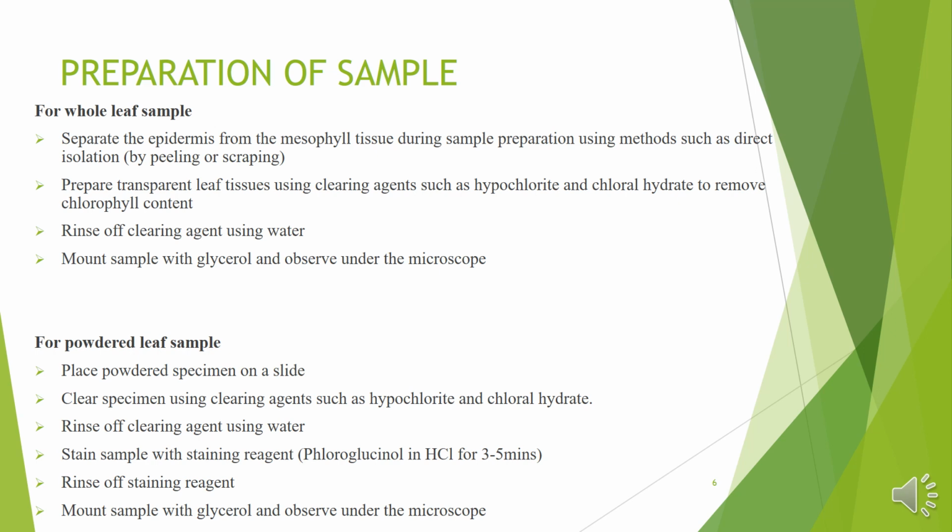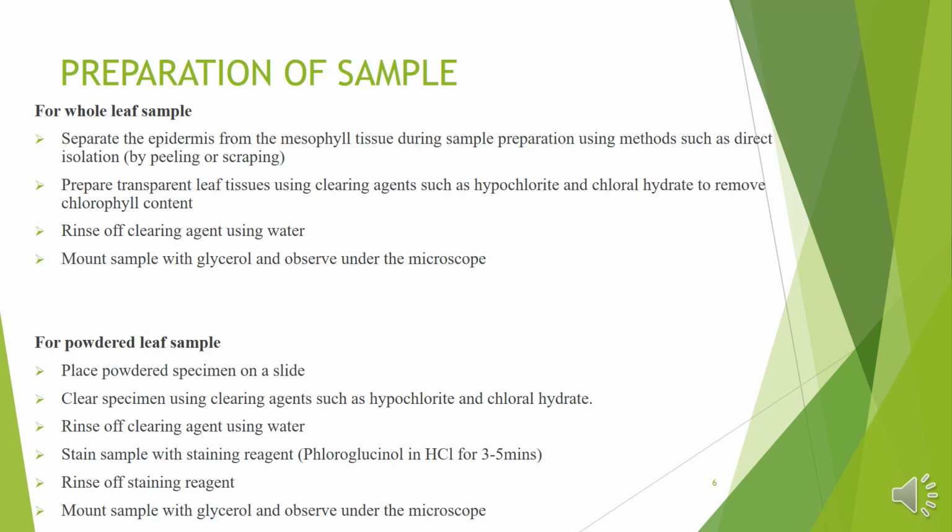So let's start with the preparation of a sample. One thing that you must consider when you're preparing your sample is whether the sample is in whole form or whether it's powdered. Now remember that these diagnostic characters are constant, so whether your leaf is powdered or in the whole form, you'll expect to find them there, and that's why they are called diagnostic characters. They are constant, and we're able to use them to determine whether the sample that we have is adulterated or not.